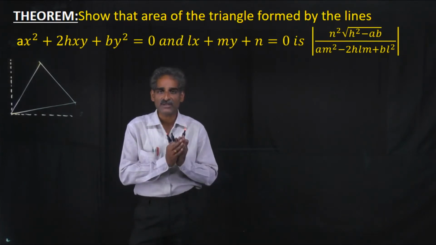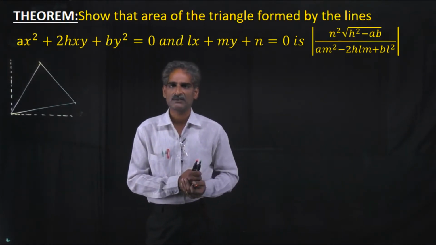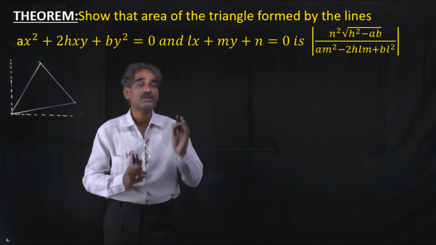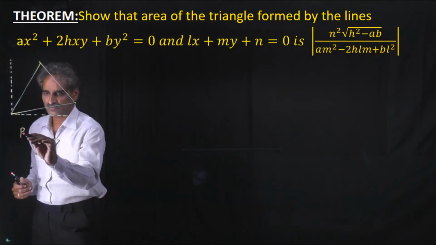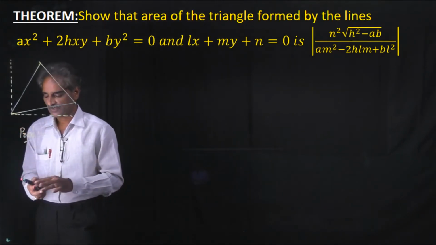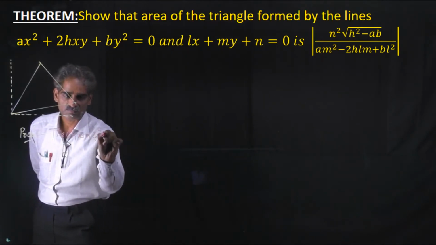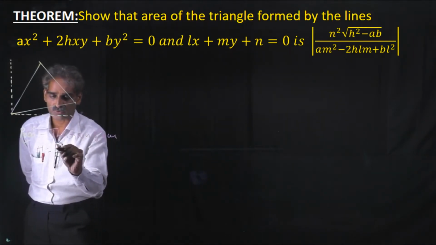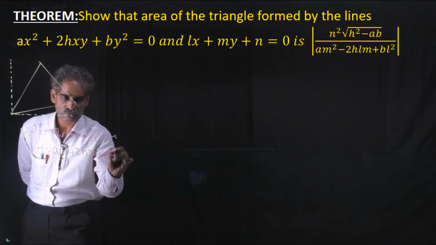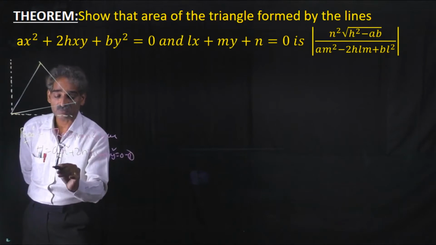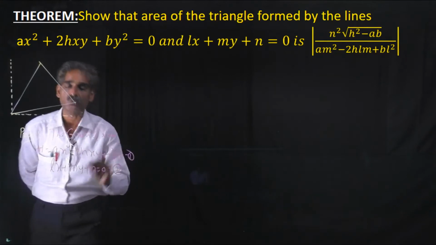Now to find the area of the triangle, all of you know, if you know the coordinates of the three vertices of the triangle, you can find out the area. Okay, so first of all we have to find out the vertices of the triangle. What about the given pairs? So proof. The given equations are, the first one is ax square plus 2hxy plus by square equal to 0, let it be 1, and the second one is lx plus my plus n equal to 0, let it be 2.